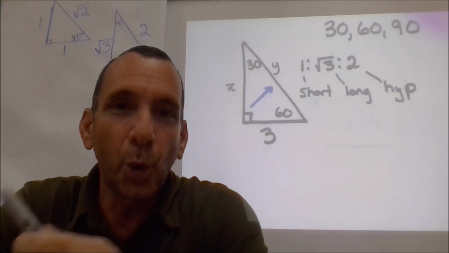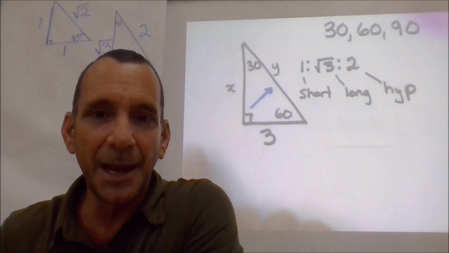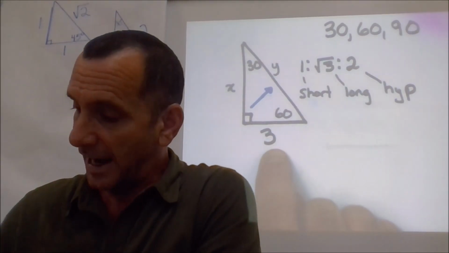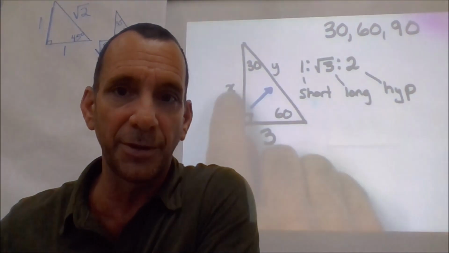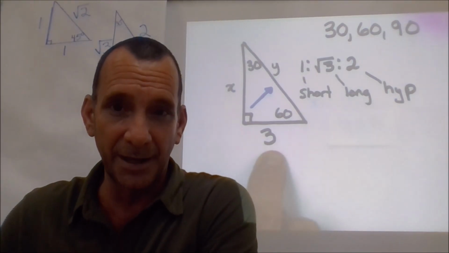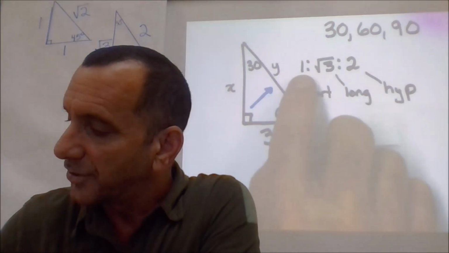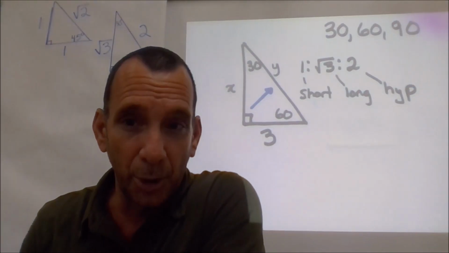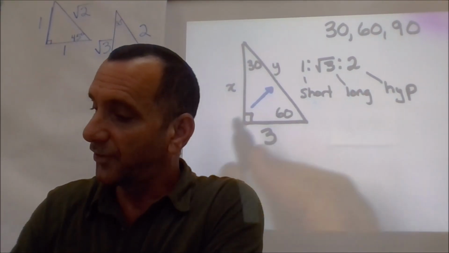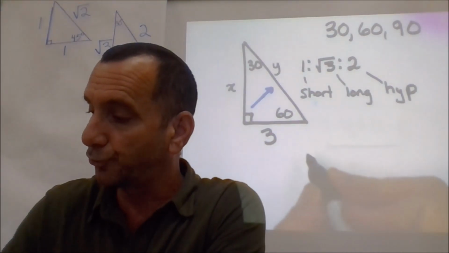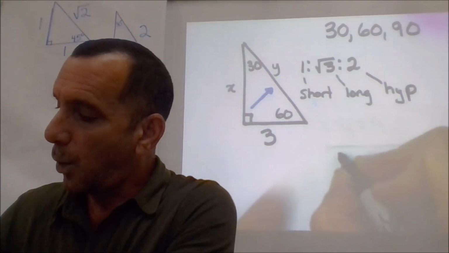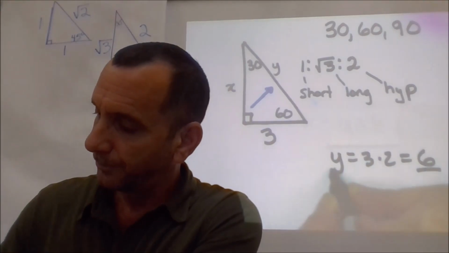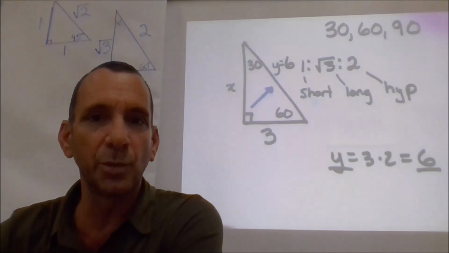Now let's take a look at this quick, easy example. I've been given one side. In fact, I was given the short side, which is across from the smallest angle, the 30-degree angle, the short leg. And I know that the short leg has a relationship with the hypotenuse. In fact, the hypotenuse is double the length of the short leg. So I can get the hypotenuse pretty quickly, and that would be y equals 3 times 2, which is 6. So y equals 6.